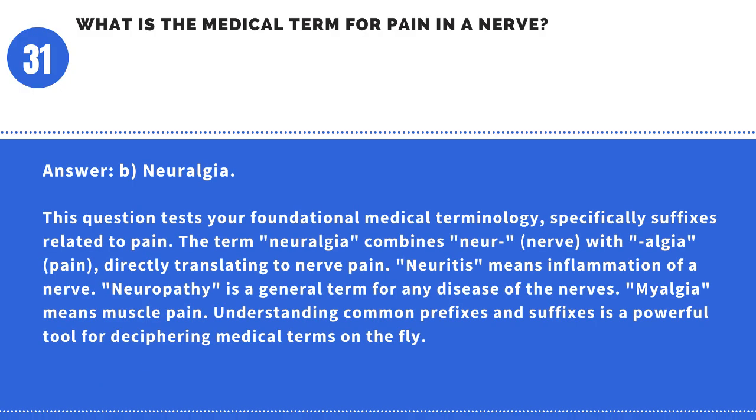Answer B. Neuralgia. This question tests your foundational medical terminology, specifically suffixes related to pain. The term neuralgia combines nerve with algia, pain, directly translating to nerve pain. Neuritis means inflammation of a nerve. Neuropathy is a general term for any disease of the nerves. Myalgia means muscle pain. Understanding common prefixes and suffixes is a powerful tool for deciphering medical terms on the fly.